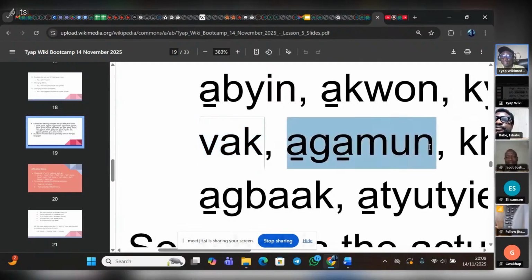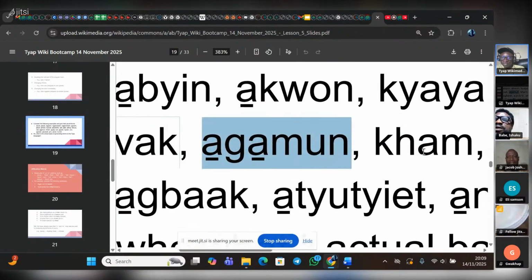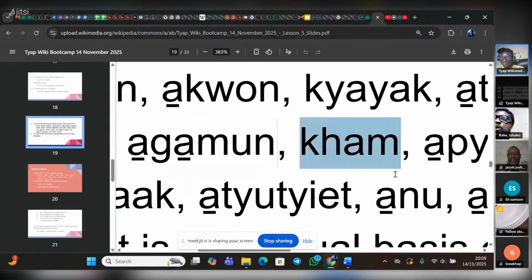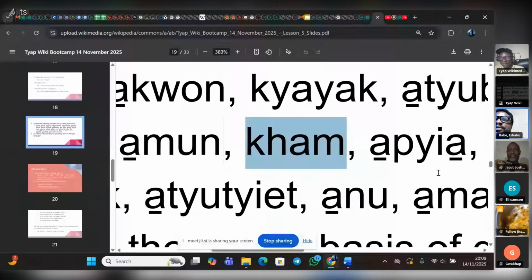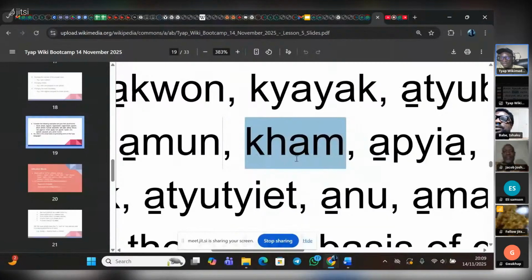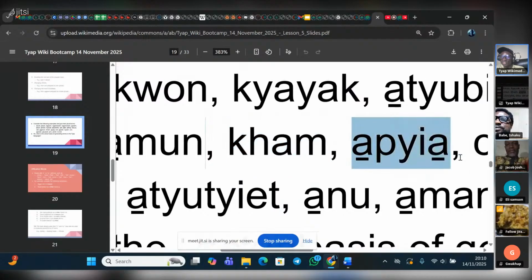Then the singular form, Agamunka. Then the plural is Agamunna. Then this one, Kramji. Then plural form is Kamji, just a change of tone. Then the next one.